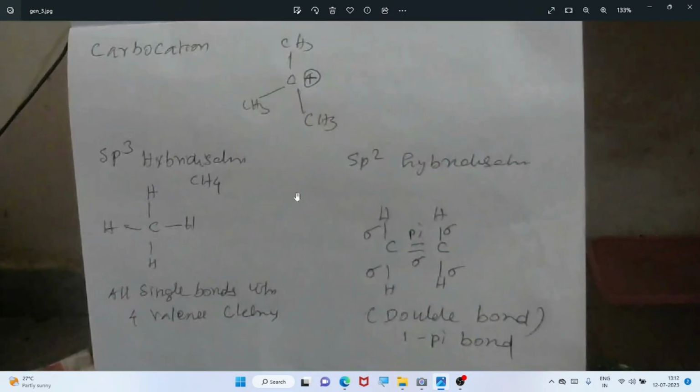Now what is a carbocation? Cation means an ion with a positive charge, here carbon with a positive charge. For example, sp3 hybridization means carbon is connected to 4 atoms, with 4 valence electrons. All are connected with single bonds, say to hydrogen, all sigma bonds. sp2 has a double bond, with 1 sigma and 1 pi; the others are all sigma bonds. This is sp2 hybridization.